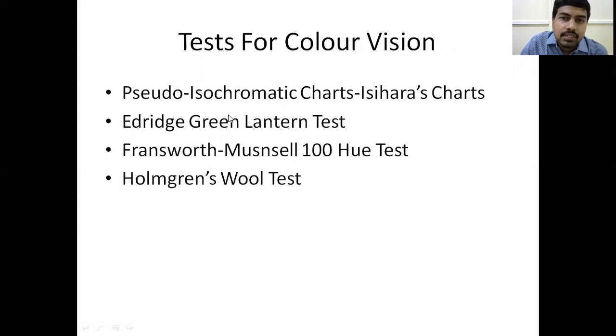So what are the tests for color vision? It could be Ishihara's charts, very famous, pseudo-isochromatic charts, the Eldridge Green Lantern. Pseudo-isochromatic charts are the other name for Ishihara's charts. Eldridge Green Lantern test, Farnsworth-Munsell. It is not Musnell, it is Munsell's, M-U-N-S-E-L. Sorry for the spelling mistake. Farnsworth-Munsell 100 hue test and Holmgren's wool test.